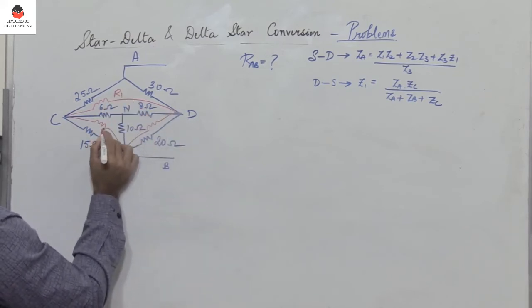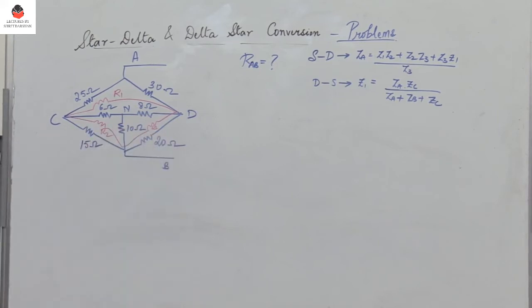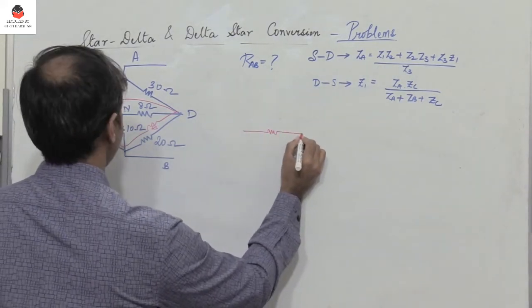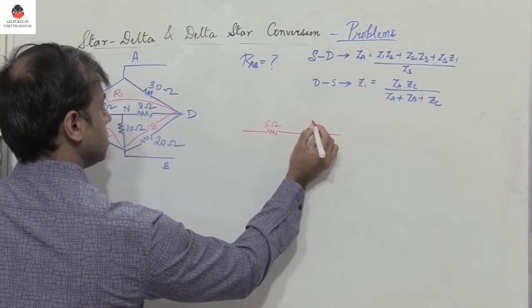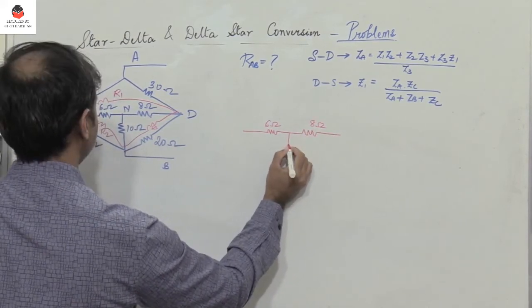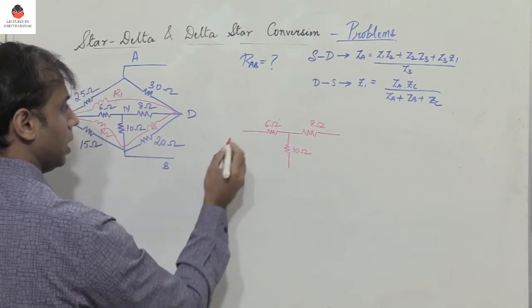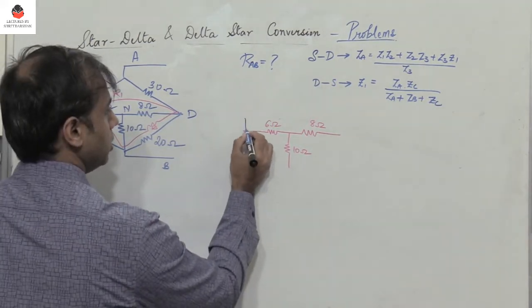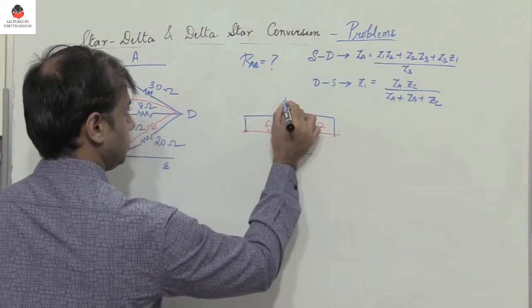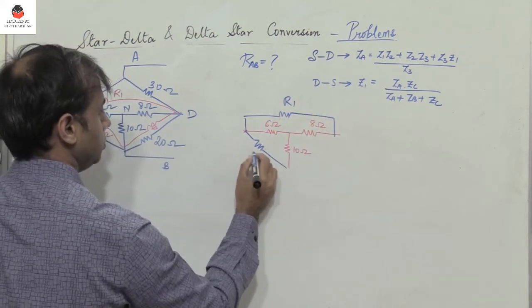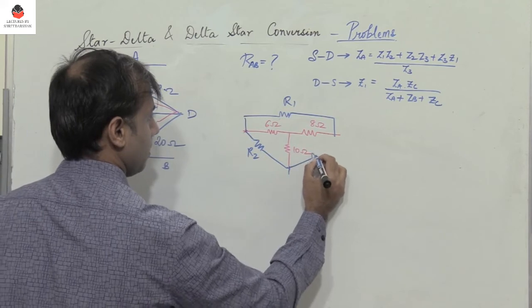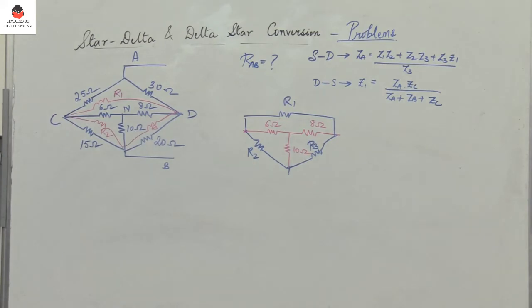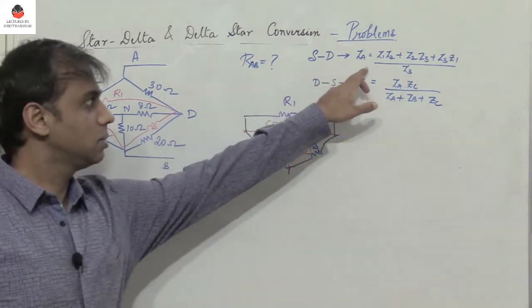So let me call these R1, R2 and R3, right? So you have 6 ohm, 8, so this is 6 and this is 8, and then you have 10 ohm, and between these two you have R1. So this is a star network, so this is R1, this is R2 and this is R3. So how do I convert a star to delta? So we know that conversion of star to delta is by using this formula.